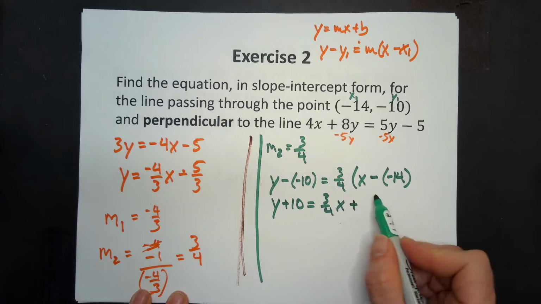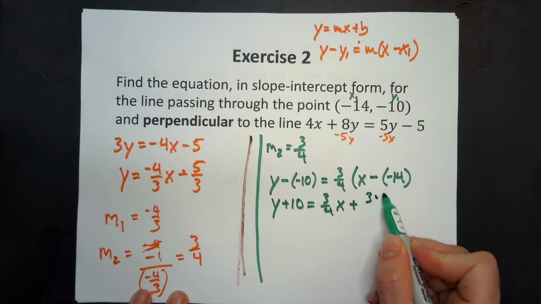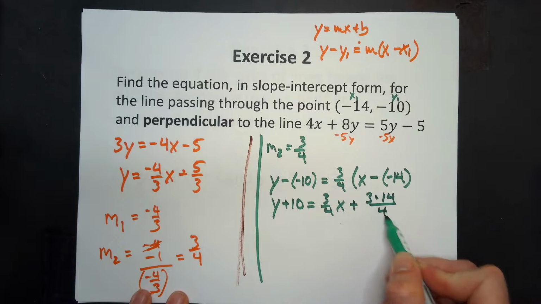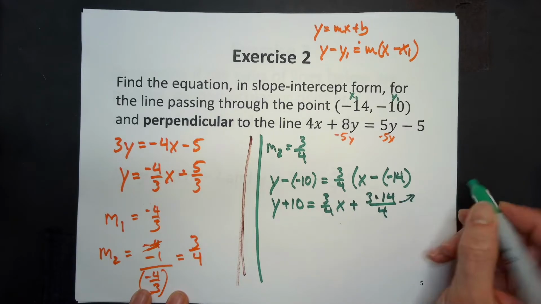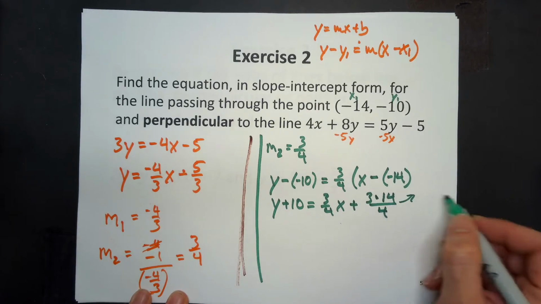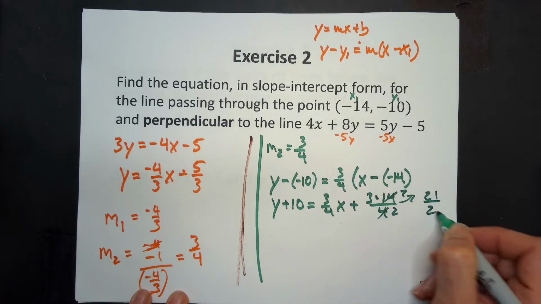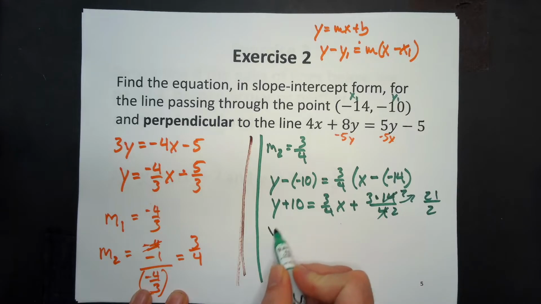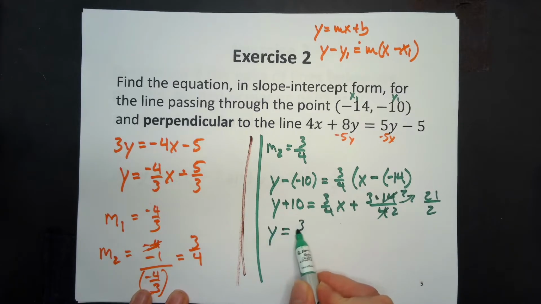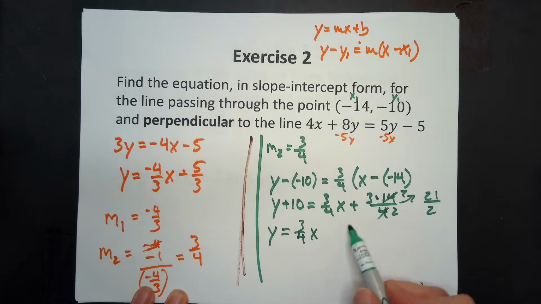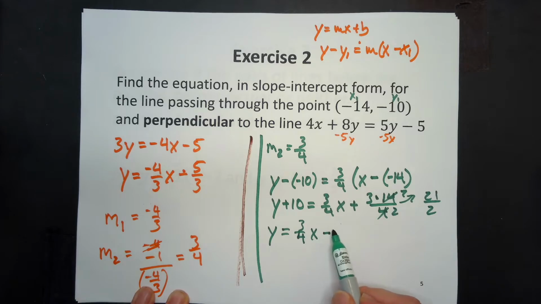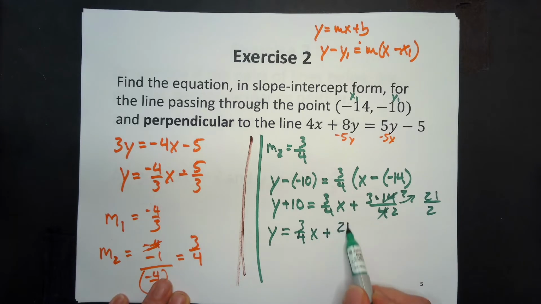so I'm going to have positive 3 times 14 all over 4. And I'm going to reduce that fraction, so I'll cancel out a 2 from the 4 in here, so that'll be 2, that'll be 7, so it'll be 21 over 2. So now I'm going to have y, and I'm going to move the 10 to the other side, so it's going to equal 3/4 x plus 21 over 2 minus 10.